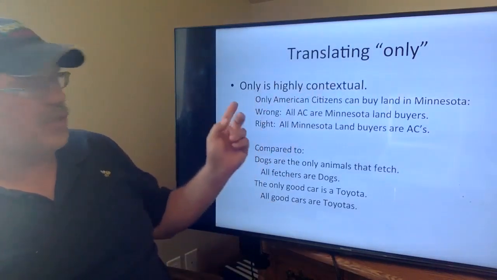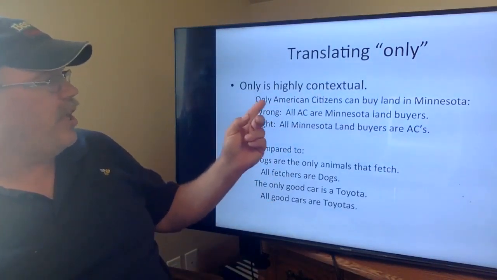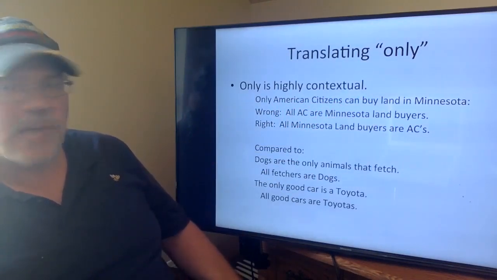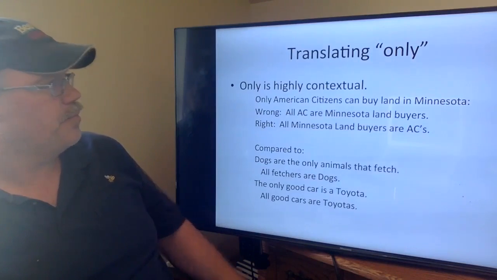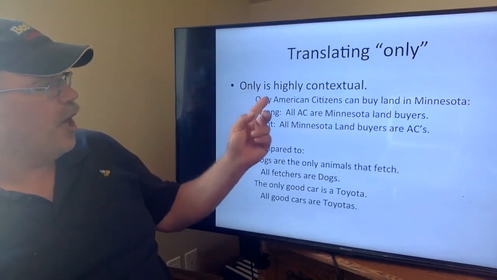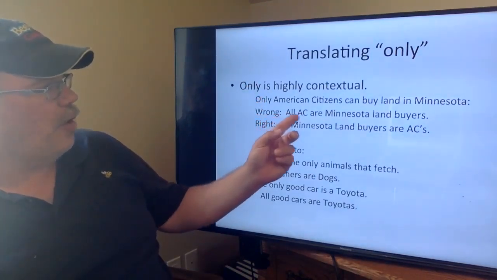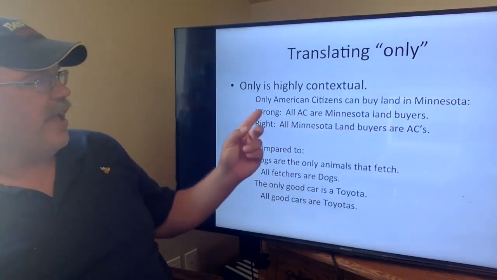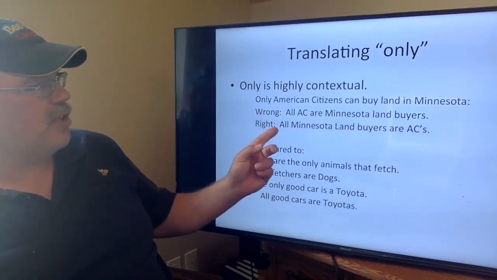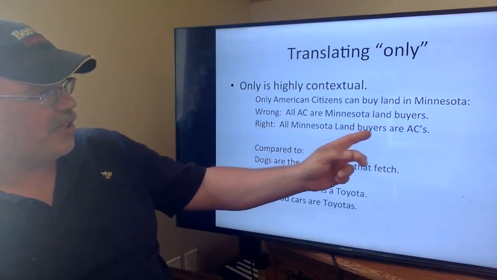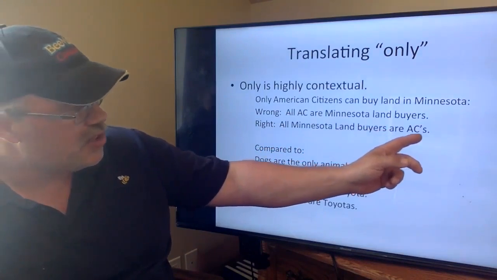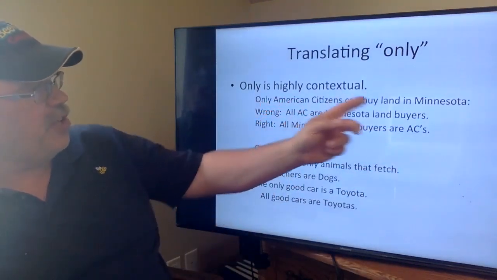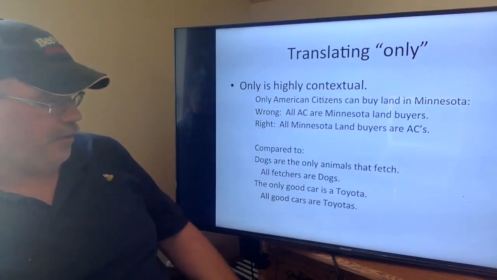Let's look at this example. This is a true statement, by the way. Only American citizens can buy land in Minnesota. What does that mean? You would not translate that as all American citizens are people who can buy land in Minnesota. Instead, you would translate it as all people who can buy land in Minnesota are American citizens. Notice that we have, in effect, reversed the apparent subject and predicate.